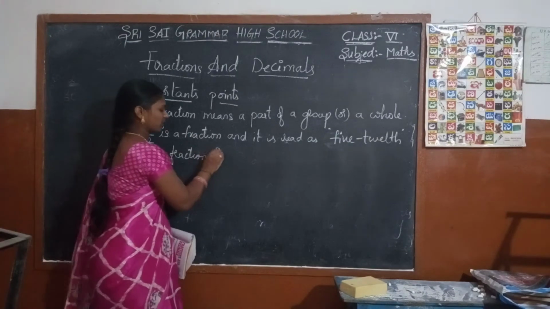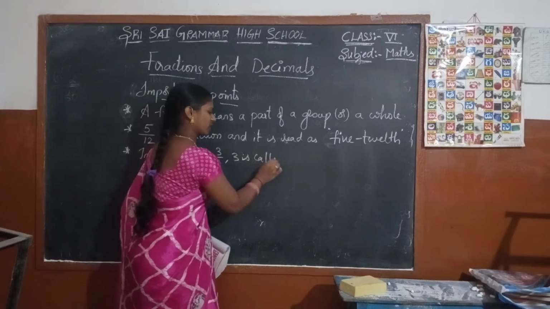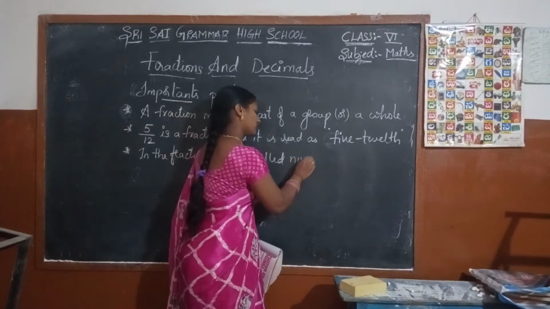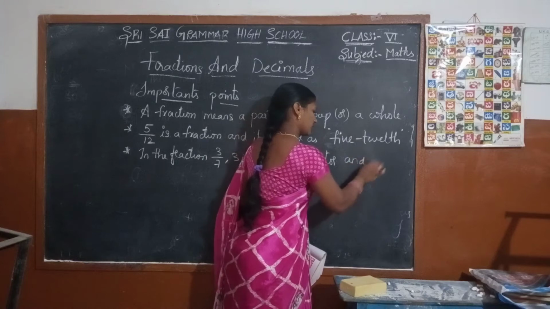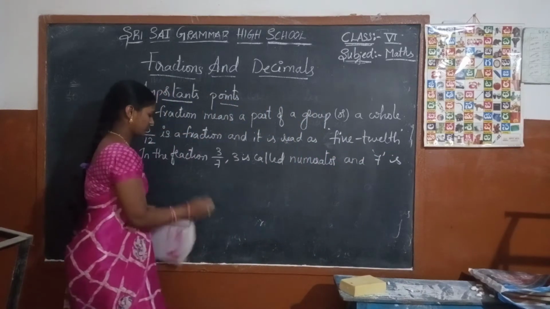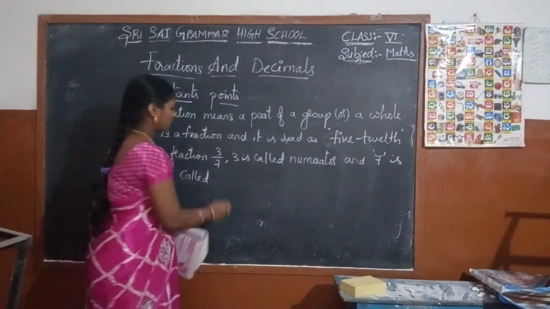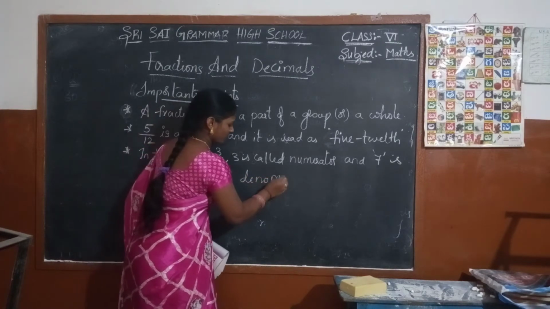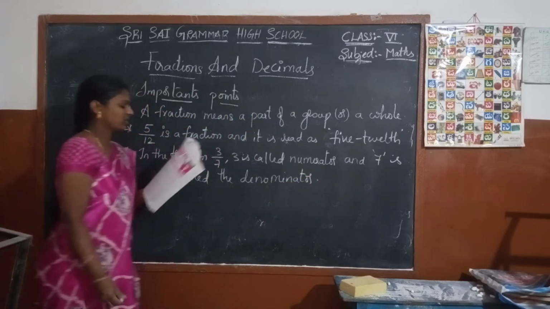In the fraction 3 by 7, 3 is called the numerator and 7 is called the denominator. 7 is called denominator. Yes?